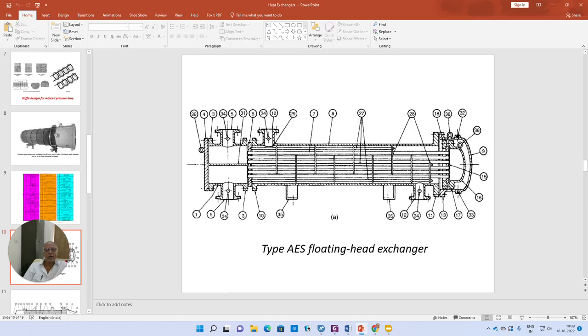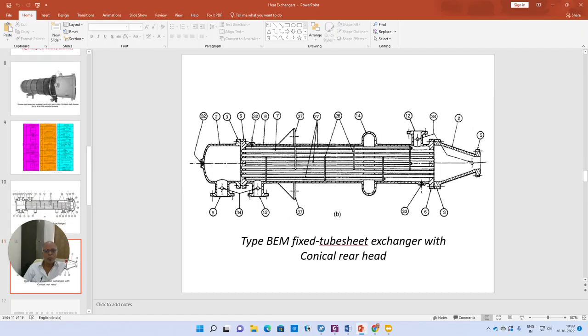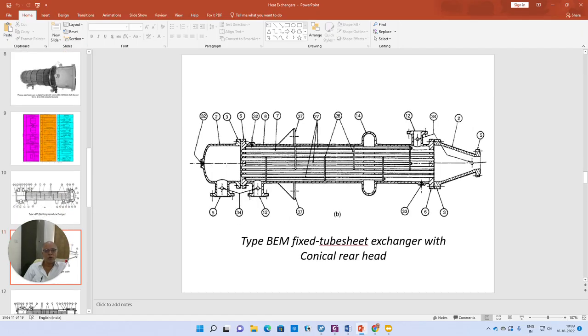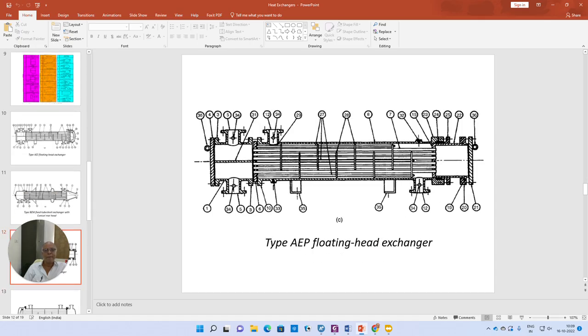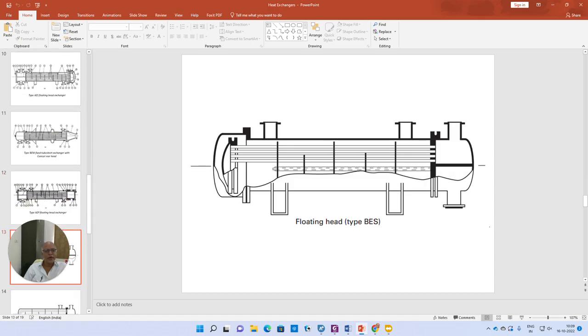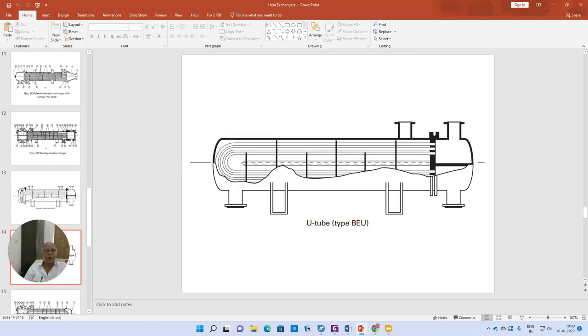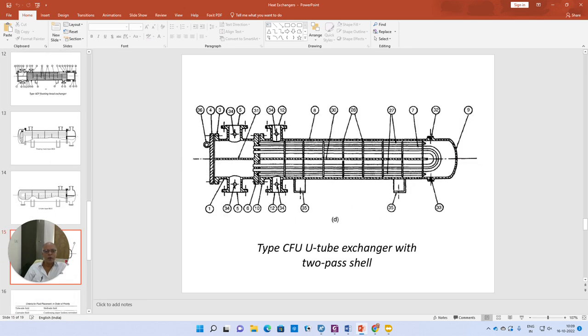If you look at the typical heat exchangers used in the chemical process industry: AES, where A stands for the front head, E stands for the shell, S stands for the rear head. Similarly, BEM, which is one of the most commonly used heat exchangers. AEP, floating head type BES, BEU, CFU, and so on.